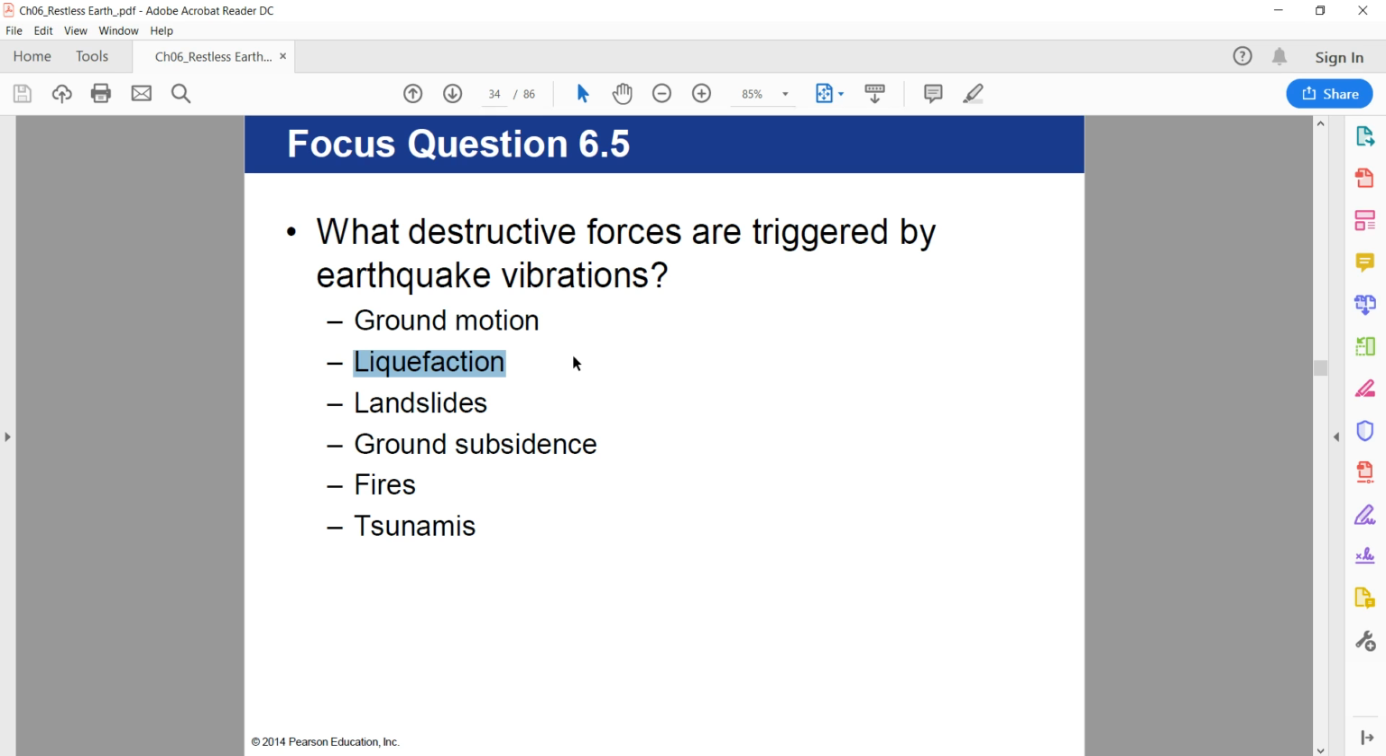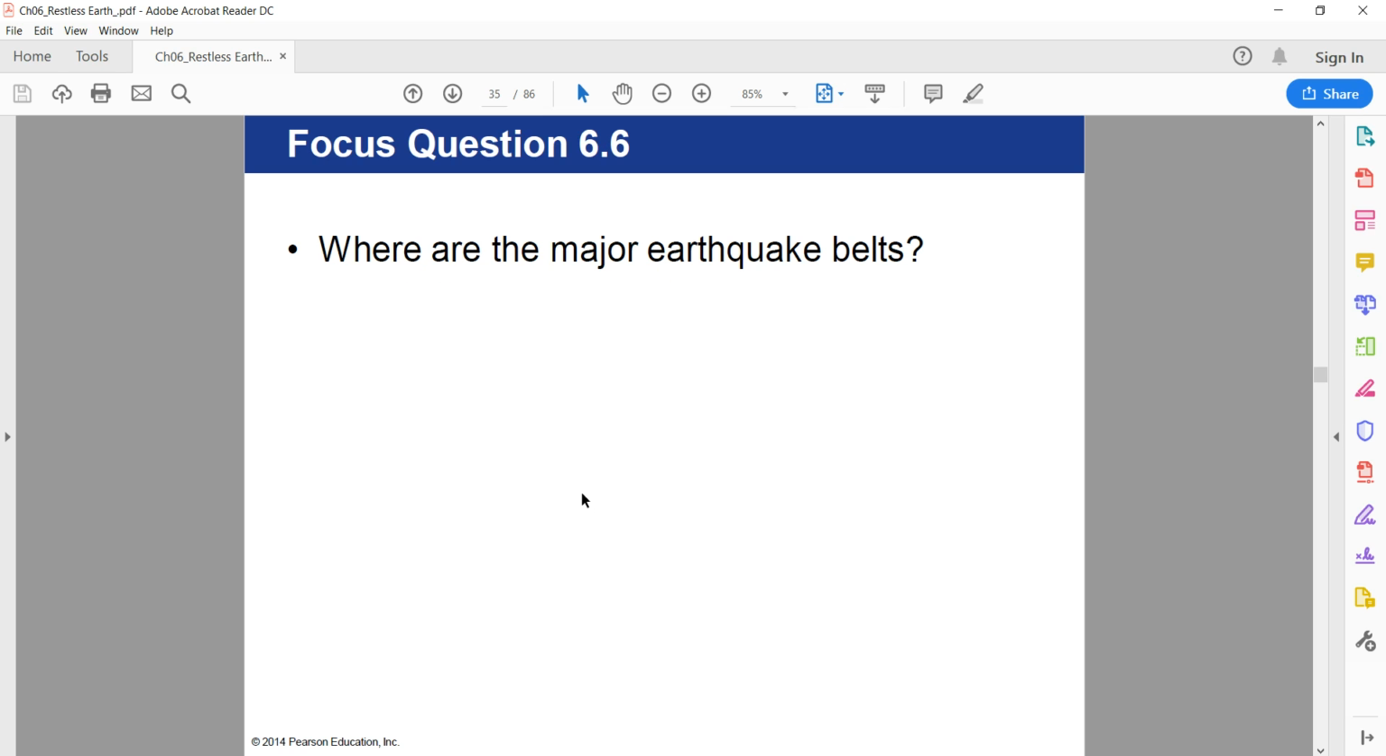Tsunamis are another one. When an earthquake event happens in the ocean, that can lead to the formation of tsunamis. This sudden release of energy can cause these large waves to form. The waves will travel towards the shoreline with so much energy, and that will cause a lot of destruction in the coastal areas. So these are the different destructive forces that are triggered by earthquake vibration. Make sure that you remember this, maybe in your test.